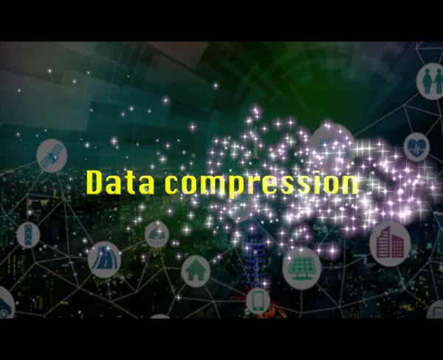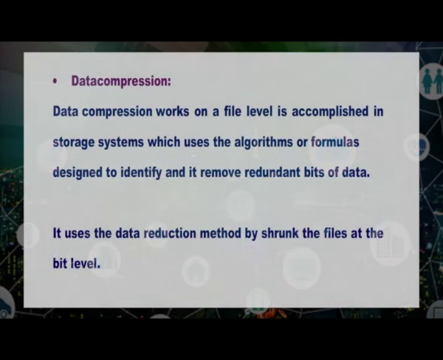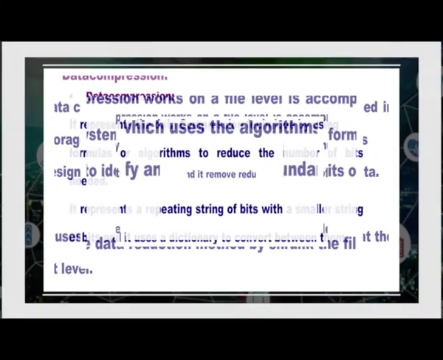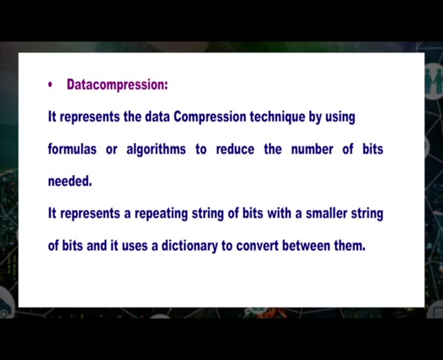The next technique is data compression. Data compression on a file level is accomplished in storage systems which use algorithms or formulas designed to identify and remove the redundant bits of data. It uses the data reduction method of shrinking the files at the bit level. It uses formulas or algorithms to reduce the number of bits needed. It represents a repeating string of bits with smaller strings of bits, and it uses a dictionary to convert between them.